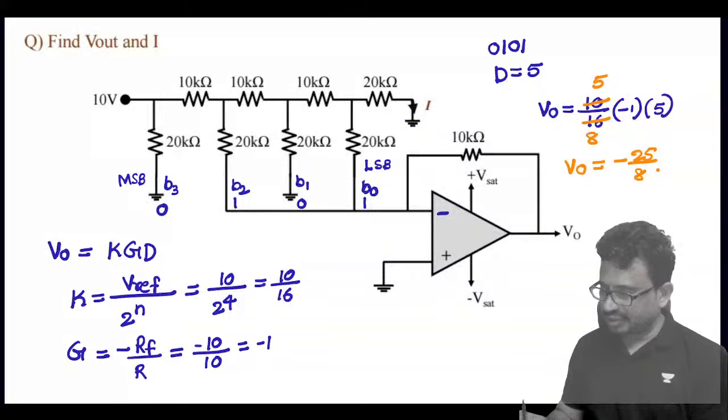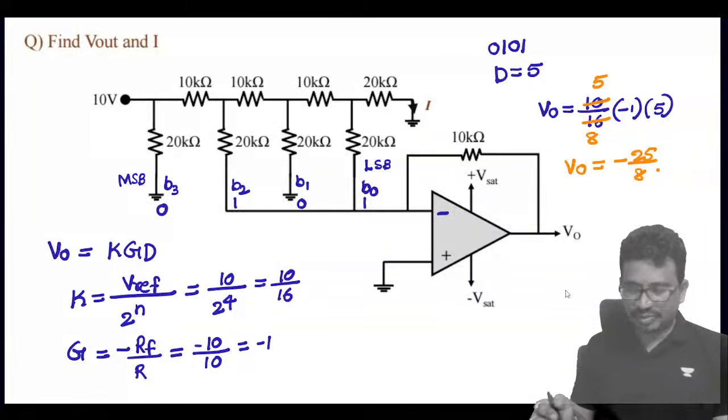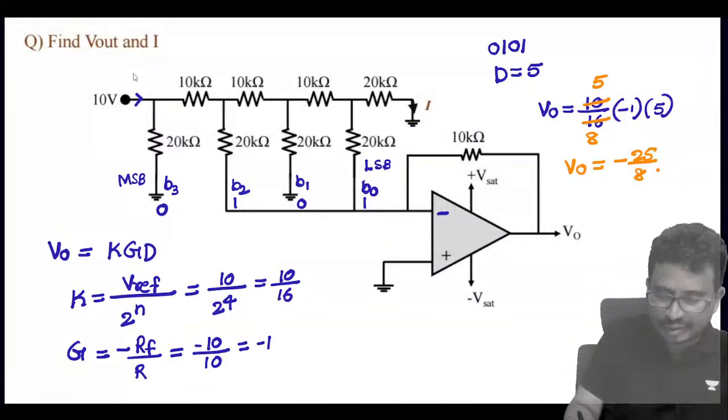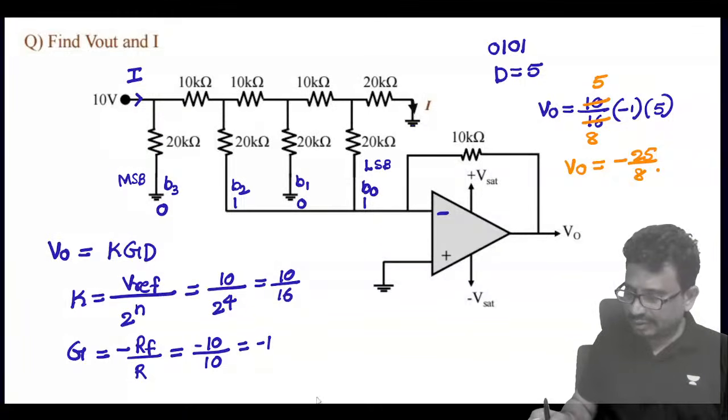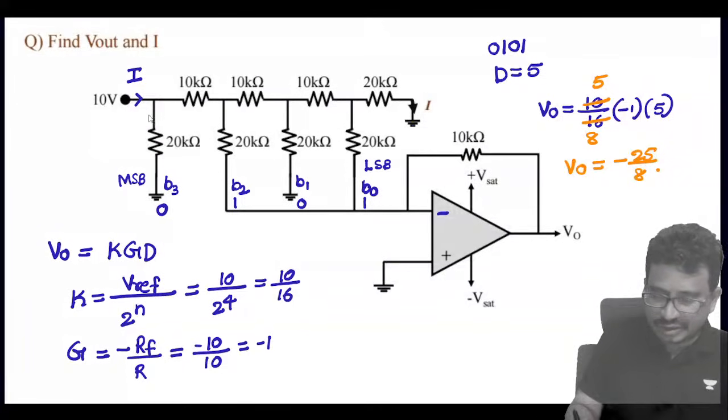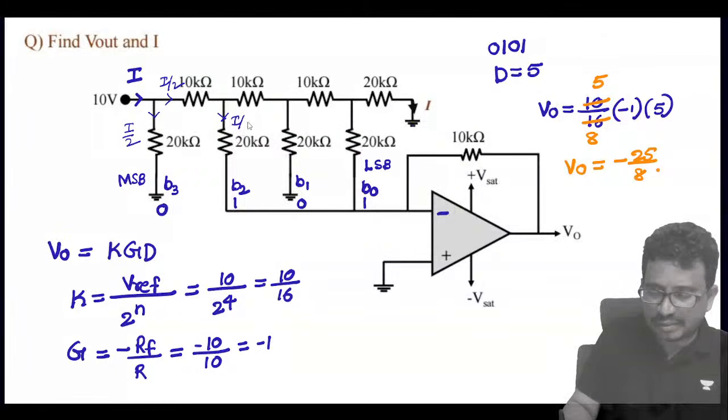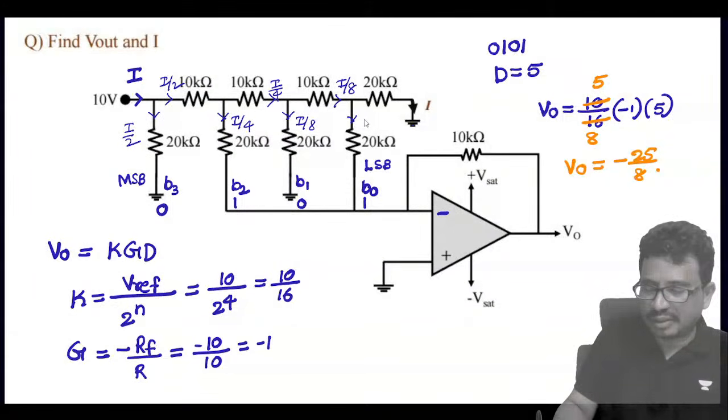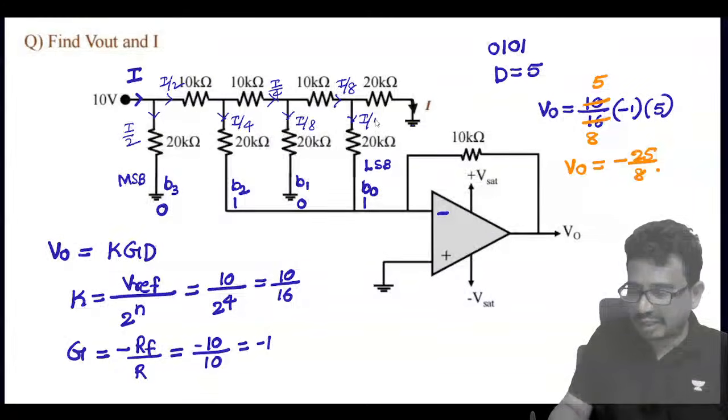And if you talk about this current, then how about this current? Tell me now, which current? This current is I. Then in this direction we have I by 2, and this current is I by 2. Again this current is I by 4. Equally divided, this is I by 8, and this is I by 16.